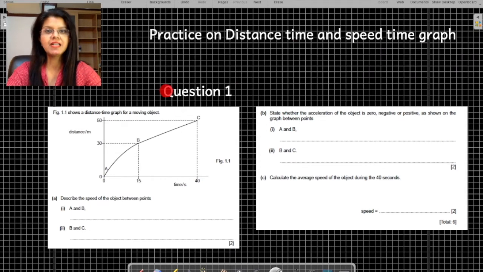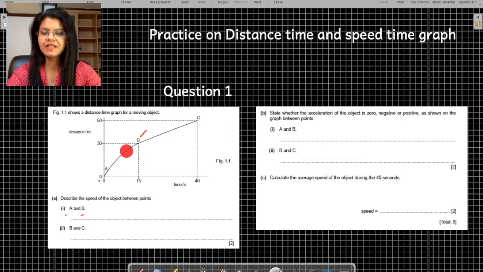So here we are on practice question number 1. The figure here shows a distance time graph for a moving object. The graph that you're given here is a distance time graph. Describe the speed of the object between the points A and B. They're talking about point A and point B.